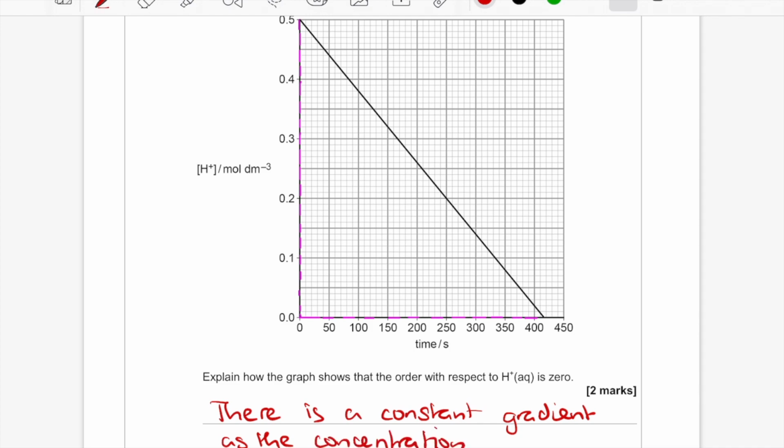That's what this information is telling us, as the concentration of H plus decreases. So changing the concentration of H plus does not affect this gradient. Therefore, the rate is not affected by this gradient. Okay, so rate is always the change in something over time. Our gradients are the change in concentration over time, and the change in concentration over time is not changing in this reaction with respect to H plus.